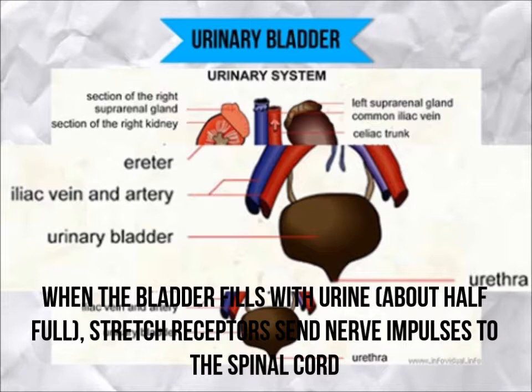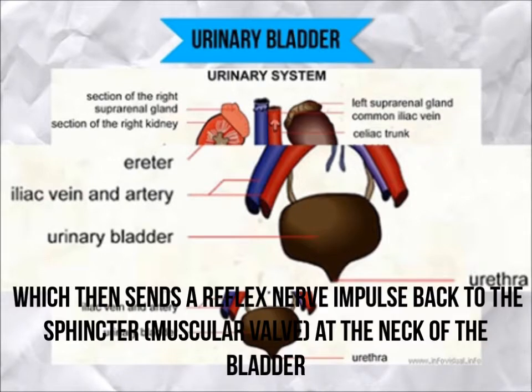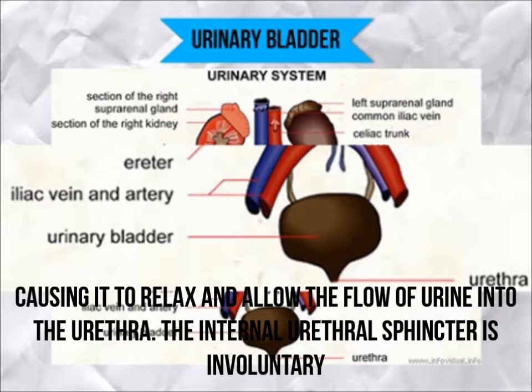Stretch receptors send nerve impulses to the spinal cord, which then sends a reflex nerve impulse back to the sphincter or muscular valve at the neck of the bladder, causing it to relax and allow the flow of urine into the urethra. The internal urethral sphincter is involuntary.